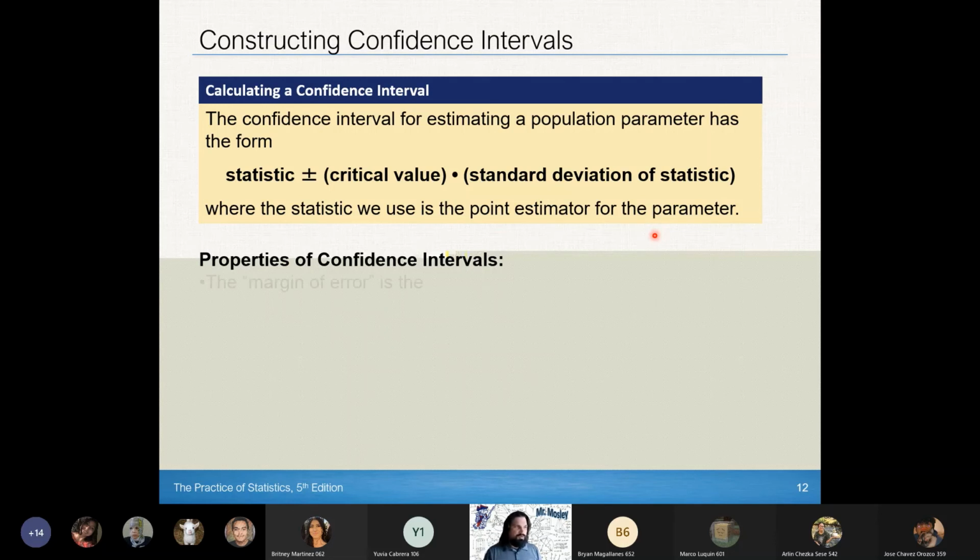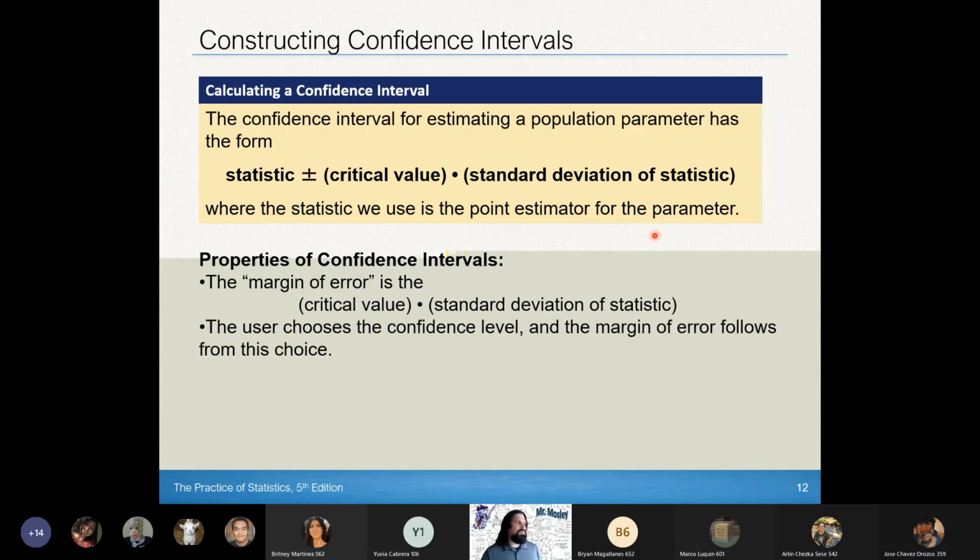Properties of confidence intervals. The margin of error is the critical value times standard deviation of statistic. So if you're asked for the margin of error, that's the plus or minus number. You'll see that in statistics on TV and elsewhere. They'll say, this is what we found, and we have a margin of error of plus or minus some value. This is how it's found. The user chooses the confidence level, and the margin of error follows from this choice.